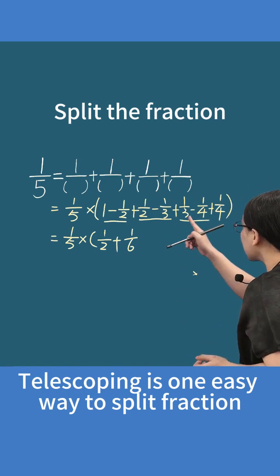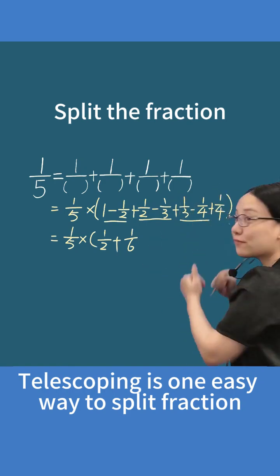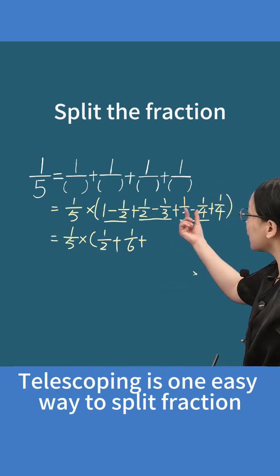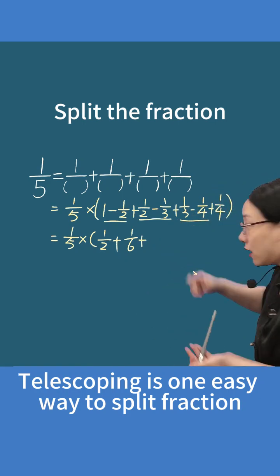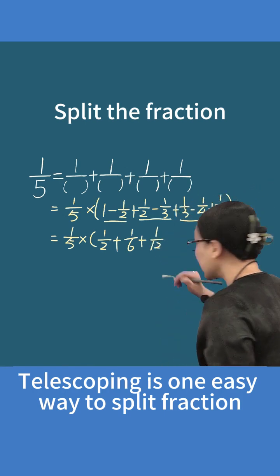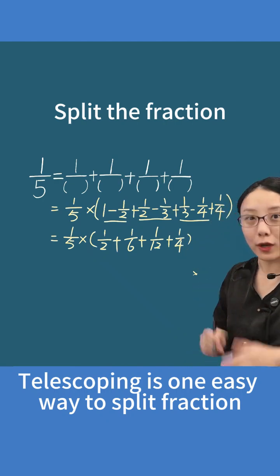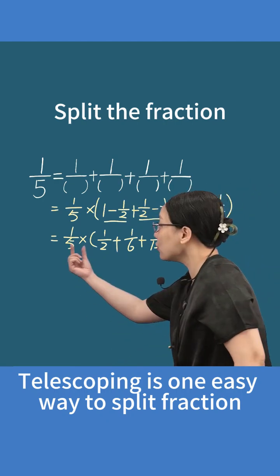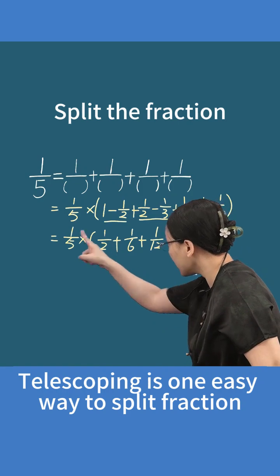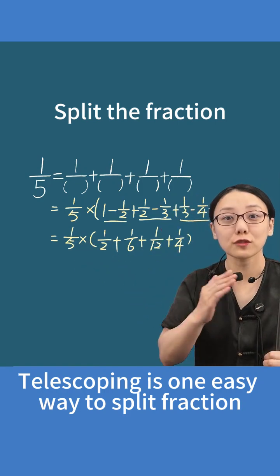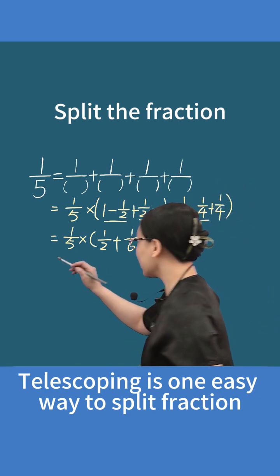Okay, next, 1/3 minus 1/4. What's the result, and how do we calculate it? We also need to find a common denominator. That's 4/12 minus 3/12. So the answer is 1/12. Finally, I'll write down this 1/4. Okay, look, if I now use this 1/5 and multiply it separately by 1/2, 1/6, 1/12, and 1/4, won't I get 4 different fractions? Let's try it out.